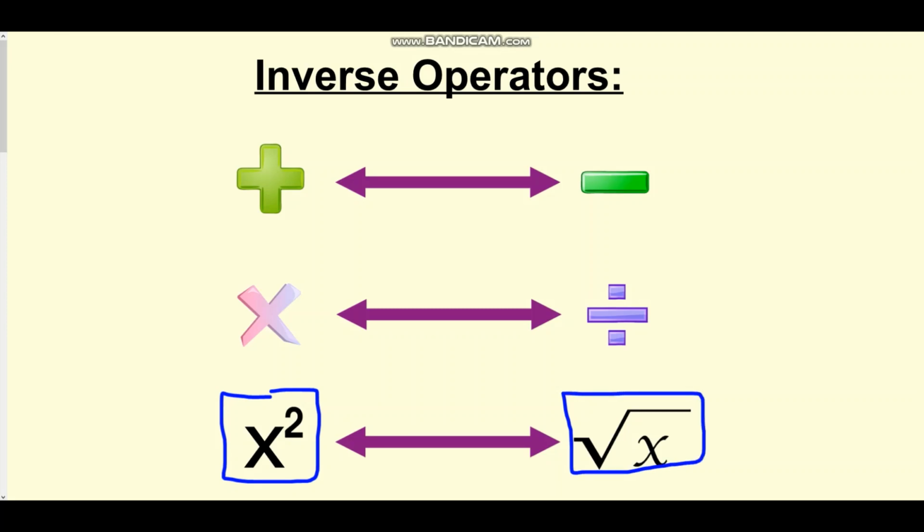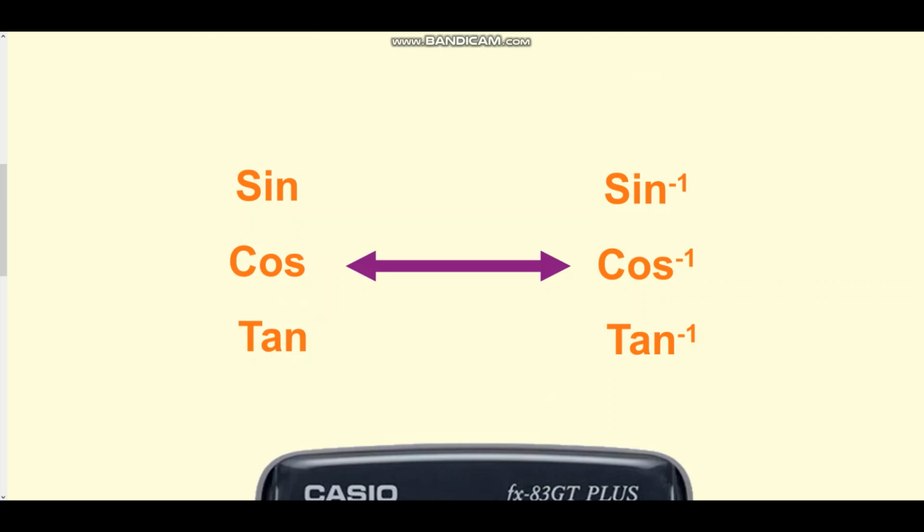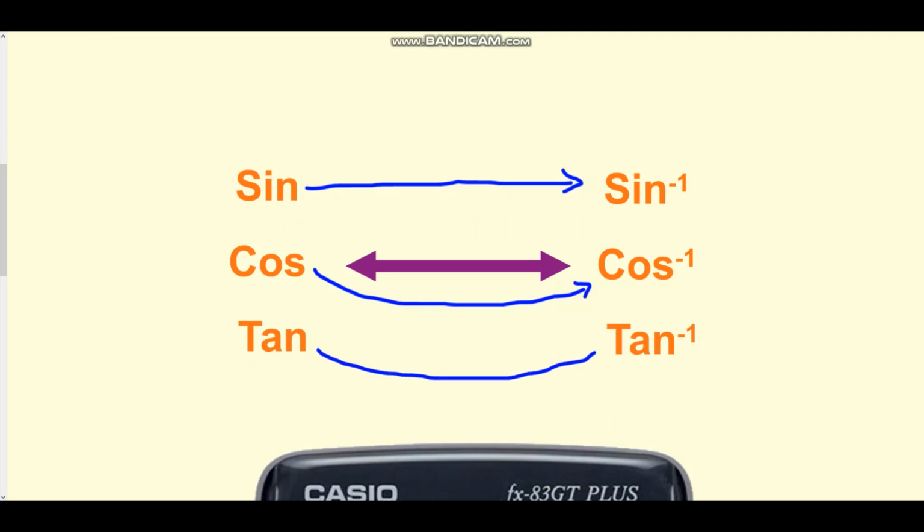Also, now that we've learned sine x, cos x and tan x, we know that these have inverses as well. The opposite of sine x is inverse sine x, sine to the minus 1. The opposite of cos x is inverse cos x, and the opposite of tan x is inverse tan x. Sine and inverse sine are opposites, cos and inverse cos are opposites, and tan and inverse tan are opposites. So if you want to undo a tan, you use inverse tan. If you want to undo a sine, you use inverse sine. And cos and inverse cos work just the same way.